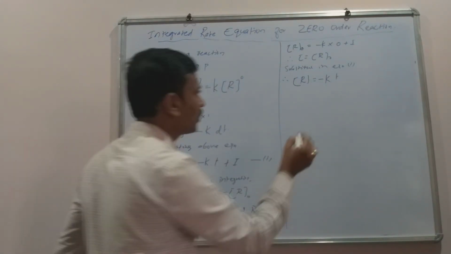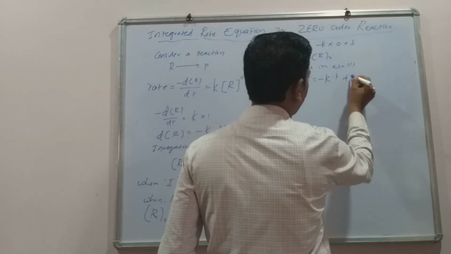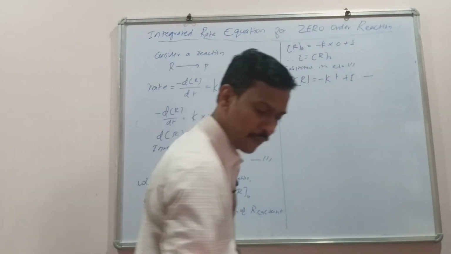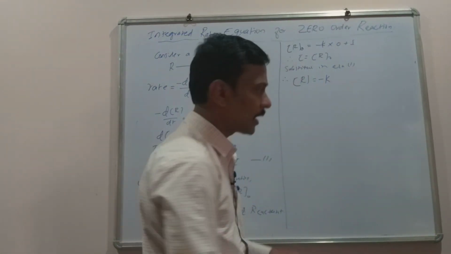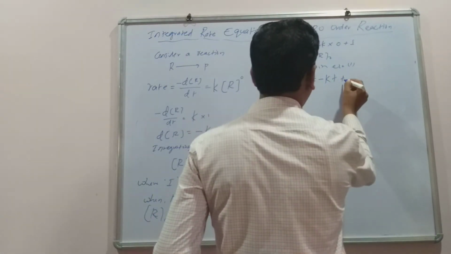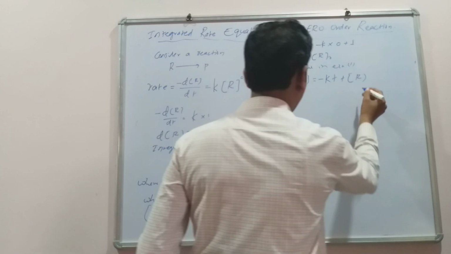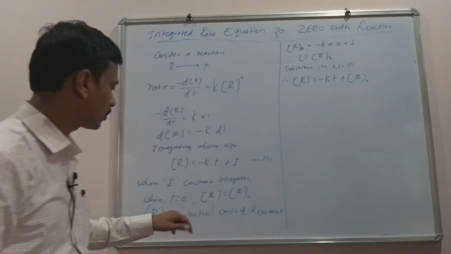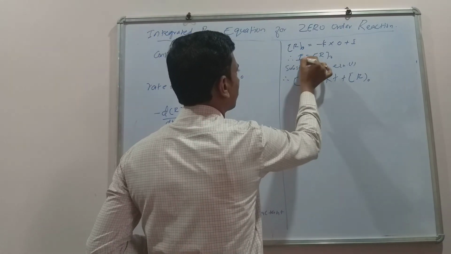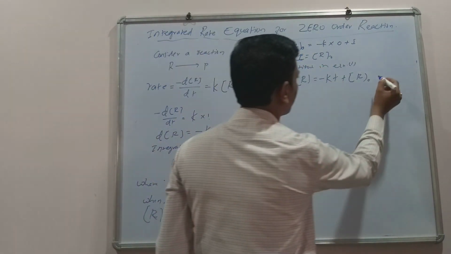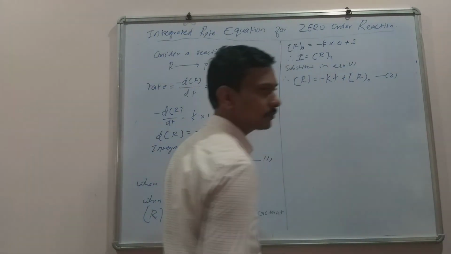What is the value of I here? R is equal to minus k into t plus R naught, because I is equal to R naught. Just substitute. Call this equation number 2.